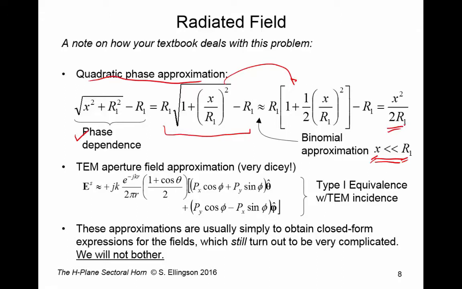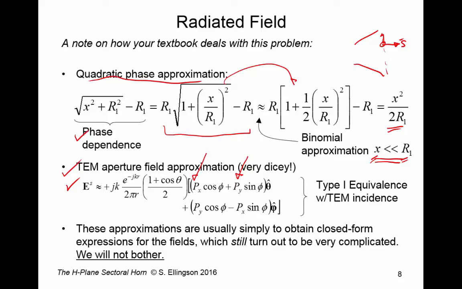Then the second thing your book does to try to get a closed form expression is to invoke the transverse electromagnetic field approximation. And this is the assumption, if you remember, that in an aperture, E and H lie in the plane of the aperture so that the pointing vector points broadside to the aperture. So you can invoke the transverse electromagnetic field approximation and then get this expression, which we have previously found using aperture theory, where these variables here, px and py, are spatial Fourier transforms of the aperture distribution.